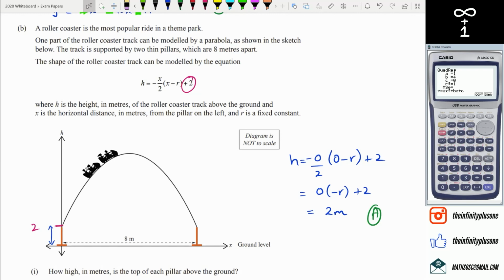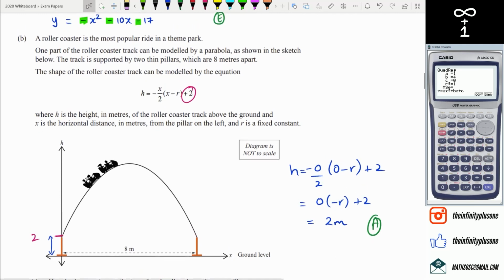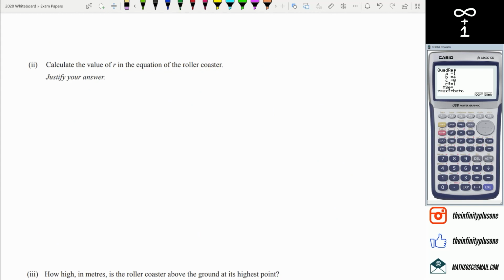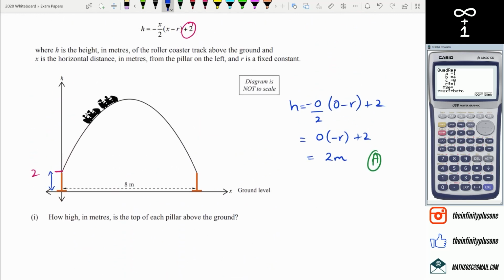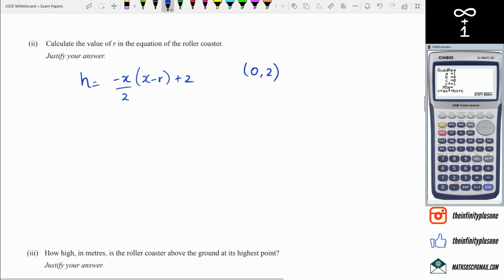Well, we know the first point, which is actually 0 and 2, right? So I'm going to copy that equation down, which is h. So h is equal to negative x over 2, x minus r, plus 2. We also know that 0, 2 is one of the points. So if I go back to the diagram, 0, 2 is the point right here. But we also know that this point right here is going to be 8 and 2. So what we're going to do is take 8 and 2 and substitute it in to figure it out.